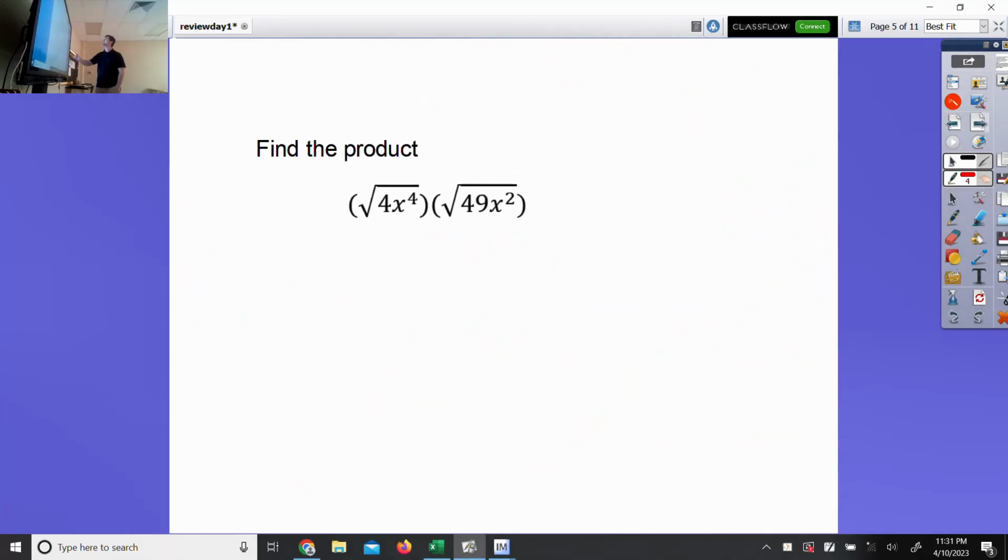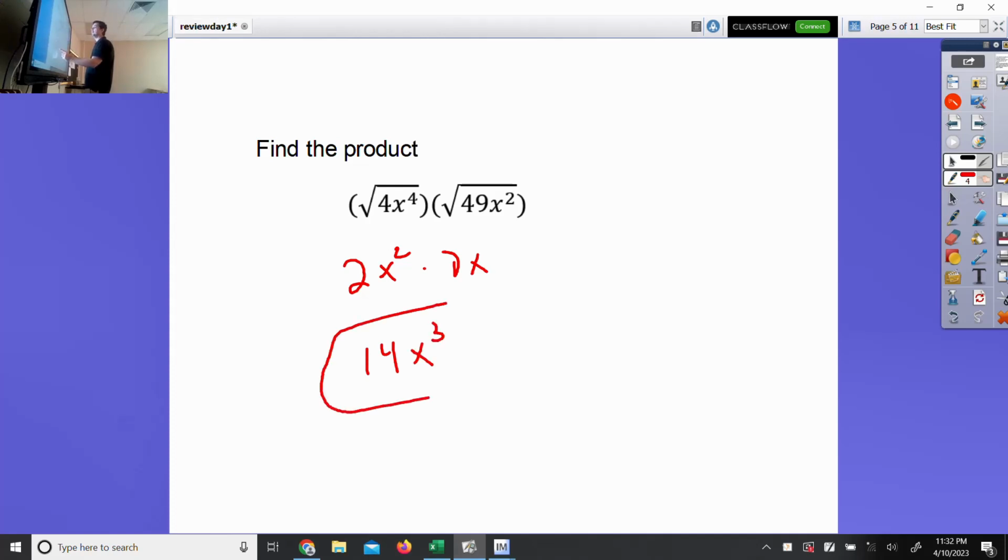It's wasting mine too. Find the product, the square root of 4x to the 4th times the square root of 49x squared. Ideally, what you would do here is just figure this out. The square root of 4 is 2. The square root of x to the 4th is x squared. There's supposed to be some absolute value symbols on there, but the state of Tennessee doesn't follow those rules. The square root of 49 is 7. The square root of x squared is x. And 2 times 7 is 14. x times x squared is x cubed. That's not so bad, is it? That's easy.